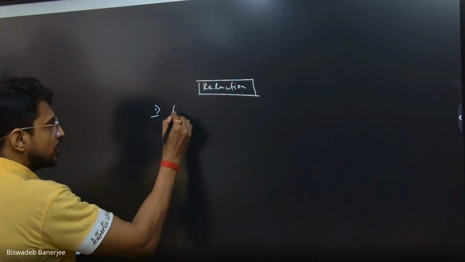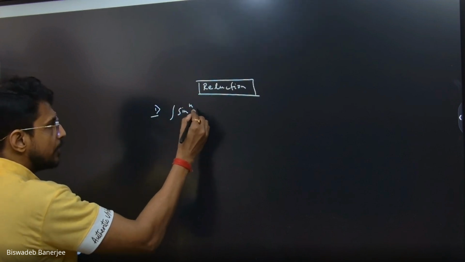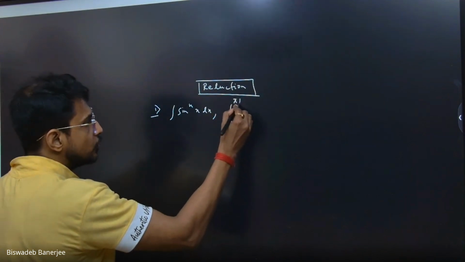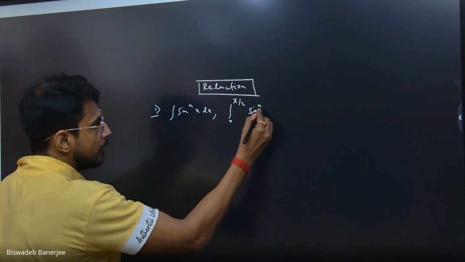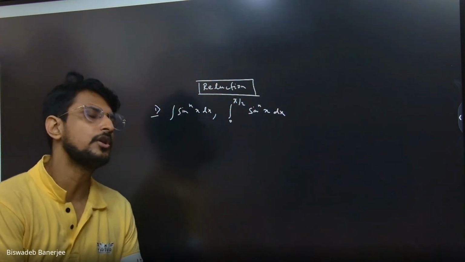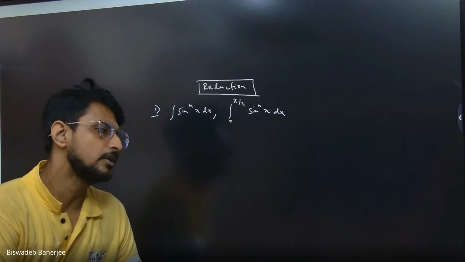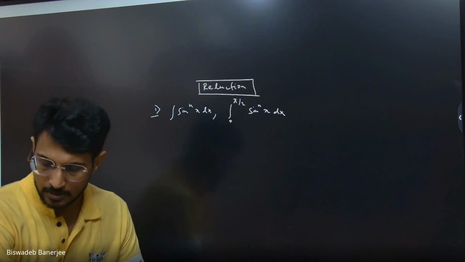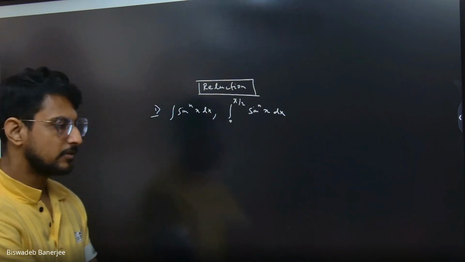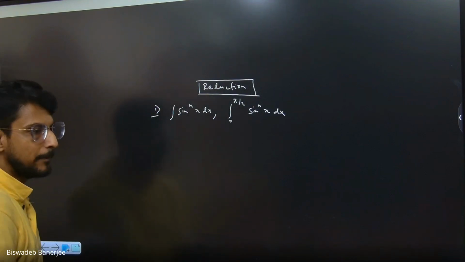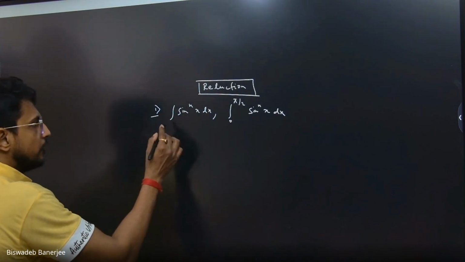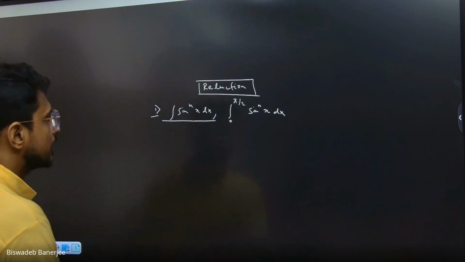This is called reduction for integration of sine to the power n x, and integration from 0 to pi by 2 of sine to the power n x dx. Okay, we are going to discuss a very, very important reduction. So it's an important application. So how to solve this type of integration? At first, we shall solve this integration.